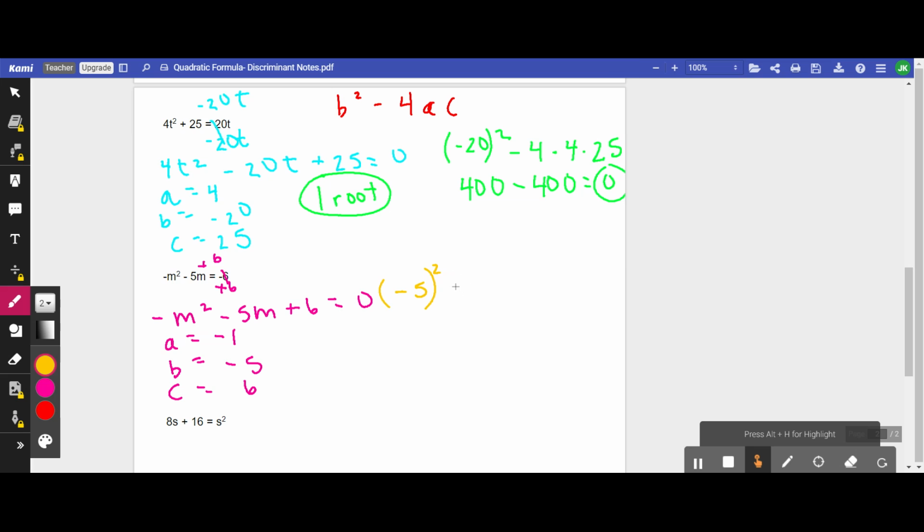And then minus 4 times your a, which we got was negative 1. I'll put it in parentheses to make it easier here. And then times your c, which is 6. If you square the negative 5, negative 5 times negative 5, that'd be positive 25. This minus is still here, but then you can do 4 times negative 1 times this 6. So it'd be negative 24 then.